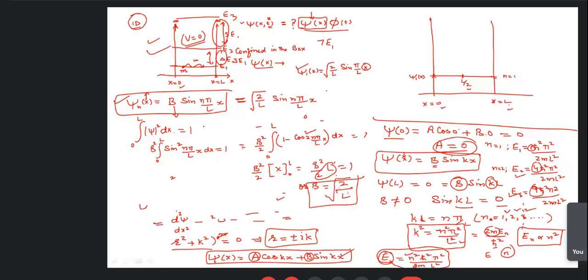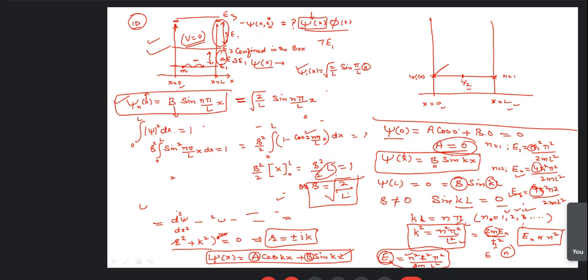Corresponding to x equals L, if I put L here, L goes with L and it is only pi, and sine of pi is 0, so again the wave function is 0. If I plug in x equals L by 2, then it is pi by 2 times L by 2. L goes with L, it is pi by 2. Sine pi by 2 is 1. So the maximum value, the amplitude, is under root 2 by L for this wave function.